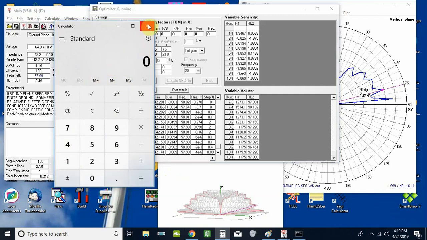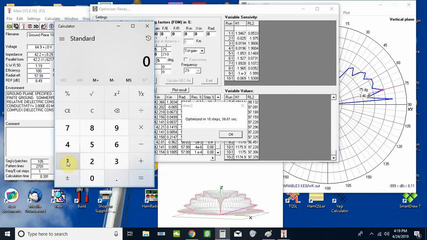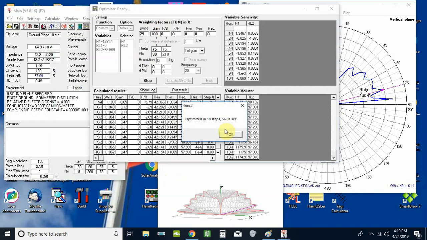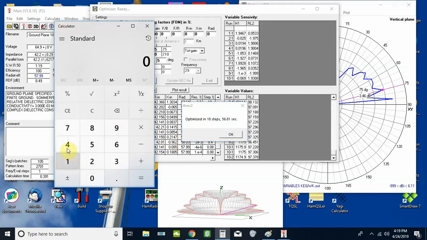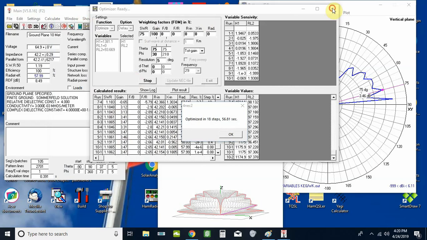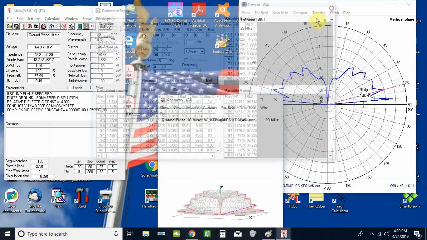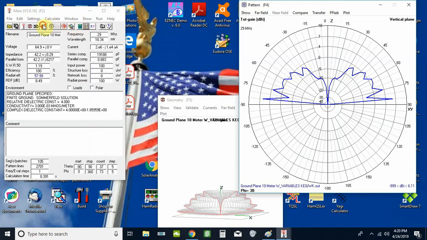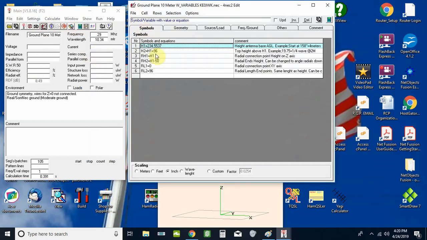So maybe we'll change that height above ground. Let's put it at 40 feet. Okay, optimized, and it's got it at way higher than I can go. Oh geez, I forgot what I said. I think it was 480 inches, 40 feet. Yeah, 480. Let's go for 480. So let's drop out of this, and let's just go over to our editor for a minute. Go to our symbols. Let's set this at 480.